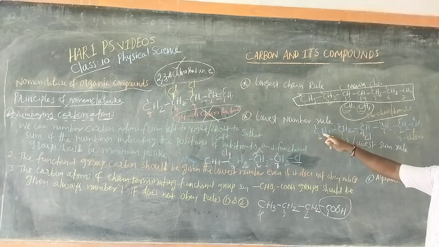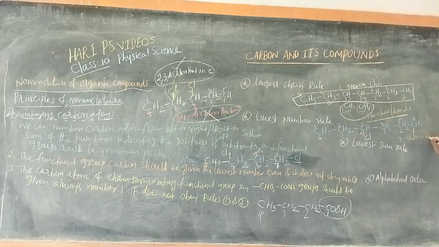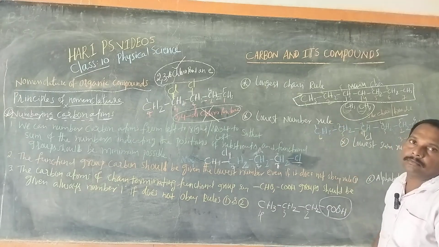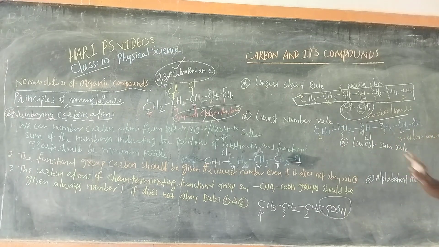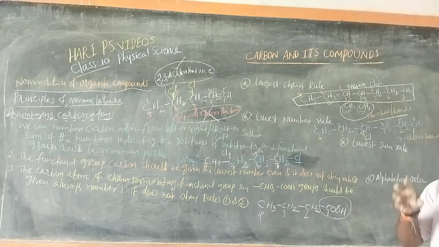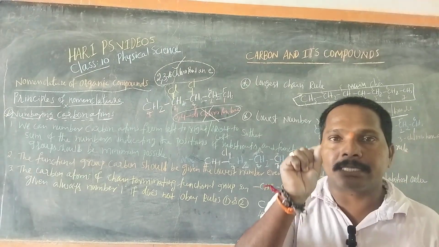How many carbons? 1, 2, 3, 4, 5, 6, hex. Single bonds, saturation, ane. 3-chlorohexane. If you count from right to left 1, 2, 3, 4, 5, 6, the substituent is on the fourth carbon. So according to the lowest number rule, the carbon which has the substitution should get the lowest number.